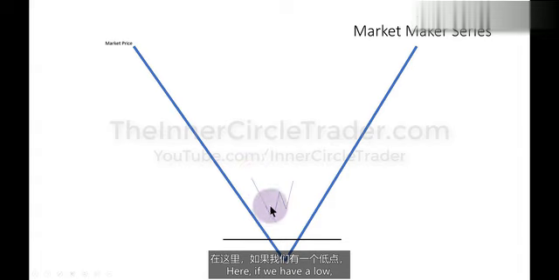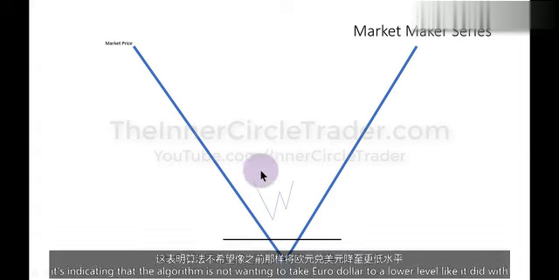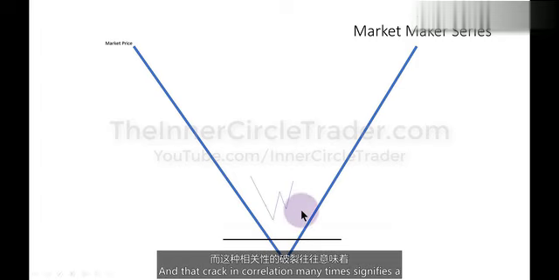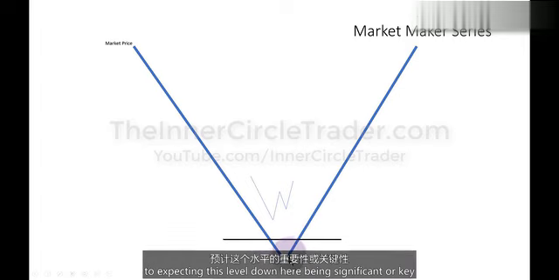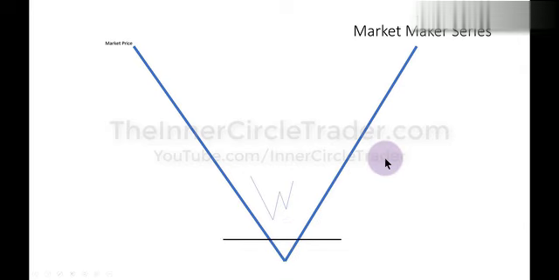Here, if we have a higher low in euro and cable goes to a lower low, that's indicating that the algorithm is not wanting to take euro dollar to a lower low like it did with cable, or British pound versus US dollar. And that crack in correlation many times signifies a timing aspect that would be confirmation to expecting this level down here being significant or key, that leads to an upward price swing later.